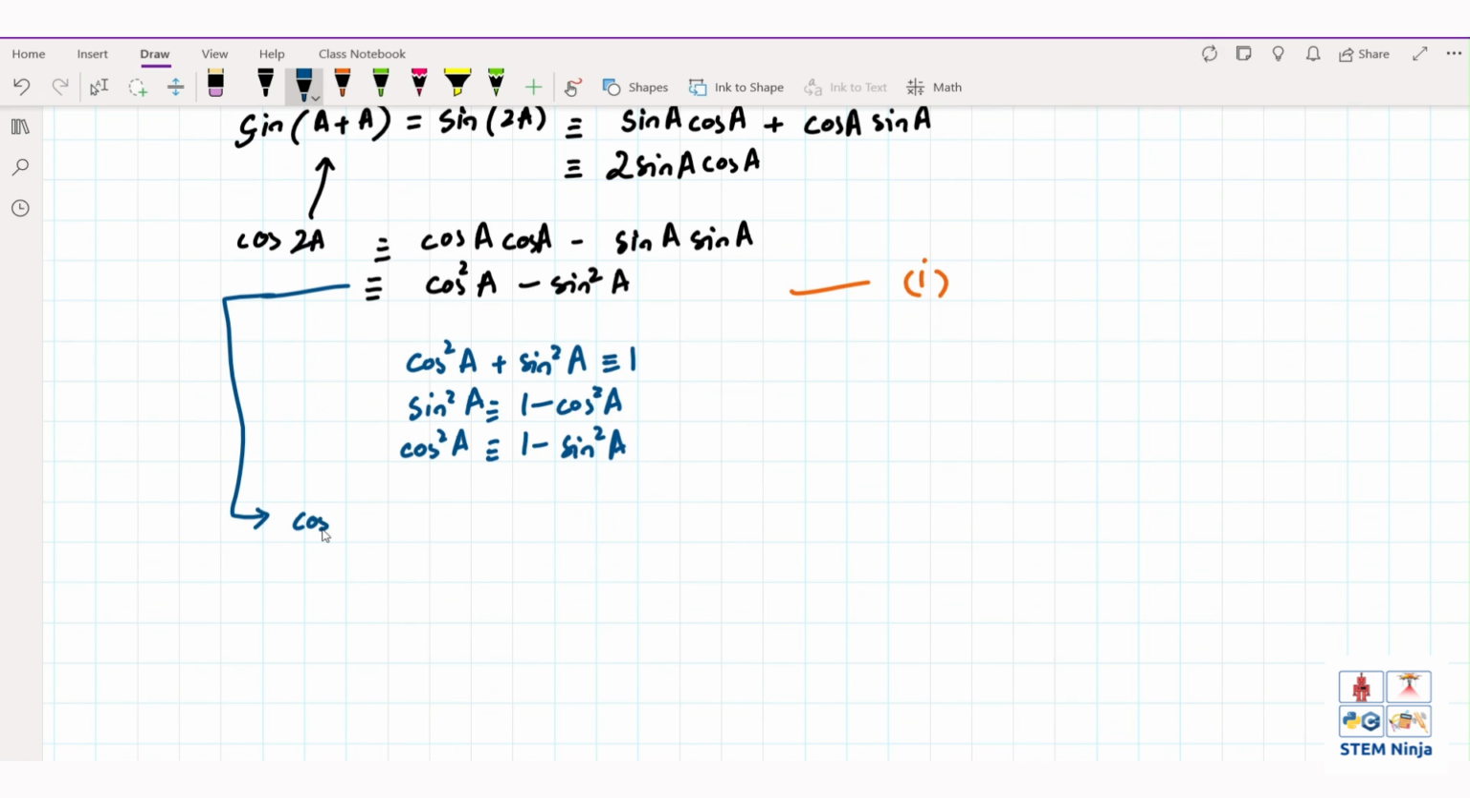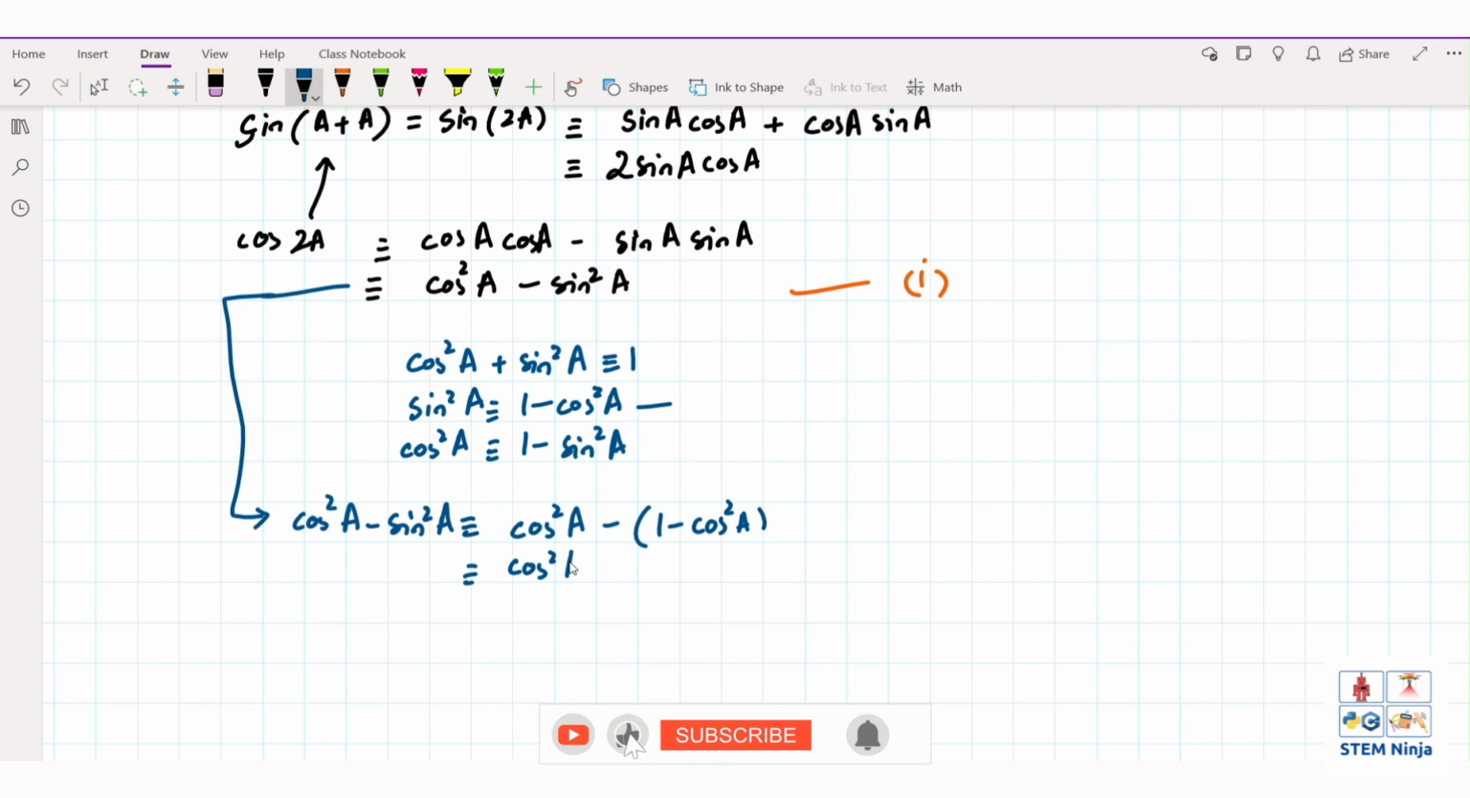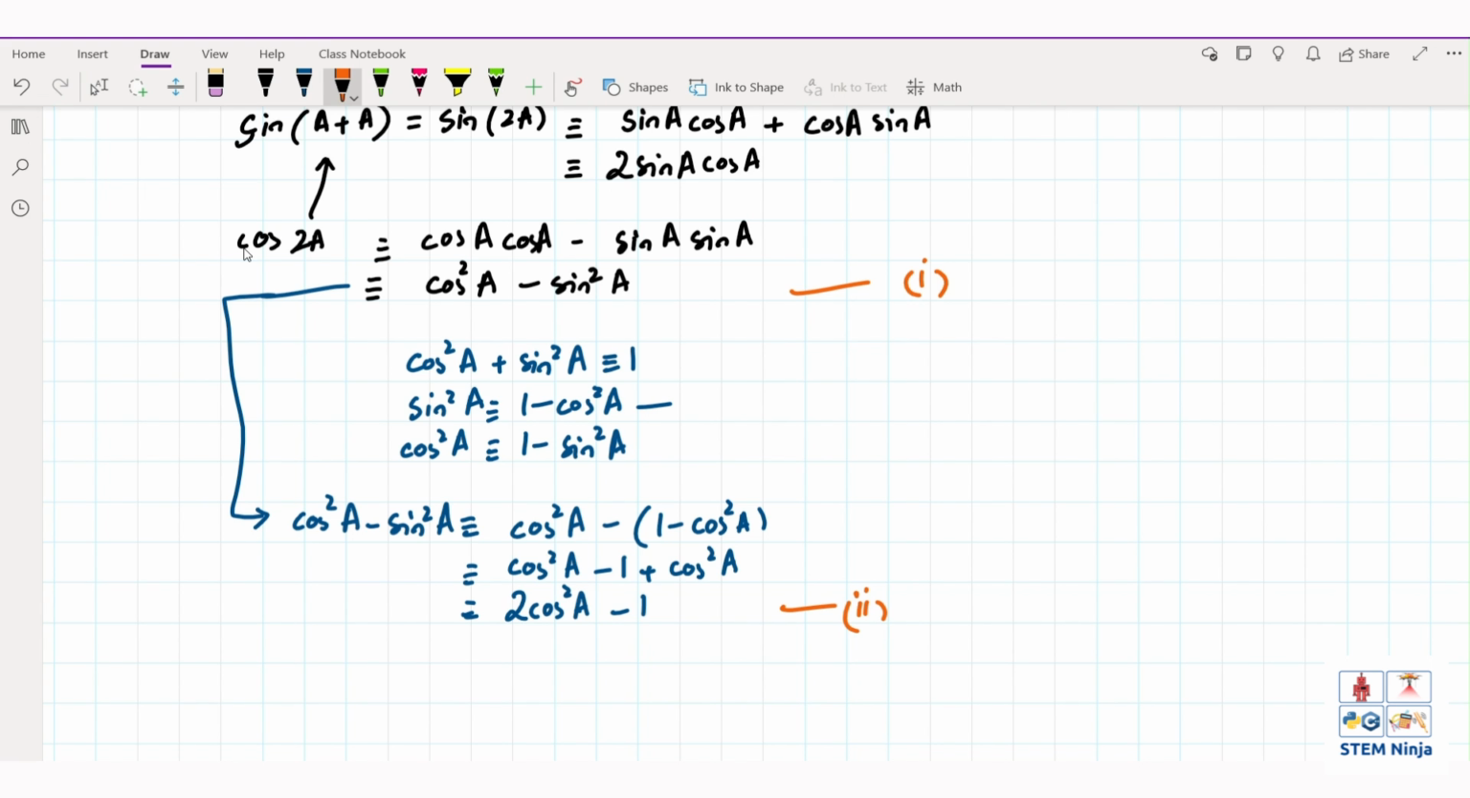So if I have cos squared A minus sine squared A, and I want to substitute for the sine, this would become cos squared A minus 1 minus cos squared A. This expands to cos squared A minus 1 plus cos squared A. This becomes 2 cos squared A minus 1. This is the second variation of cos 2A.